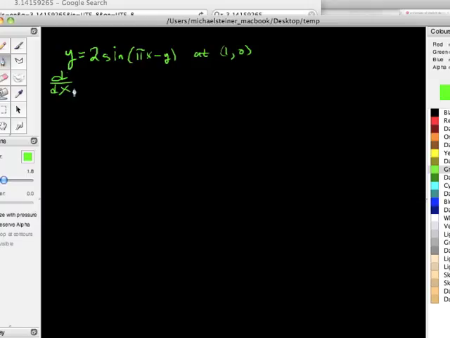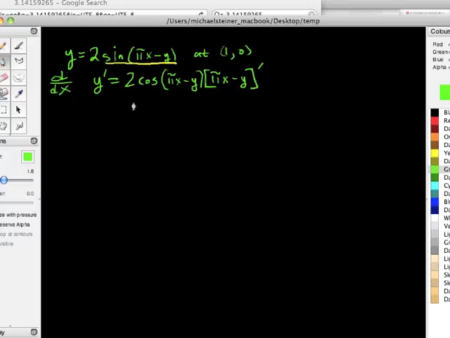So what's the derivative with respect to x of y? Well, that's just y prime. And what's the derivative with respect to x of the right-hand side? That's 2. And now we have to take the derivative of sine of something. Well, the derivative of sine of something is equal to cosine of that something, pi x minus y. But then we still have to take the derivative of that something, pi x minus y.